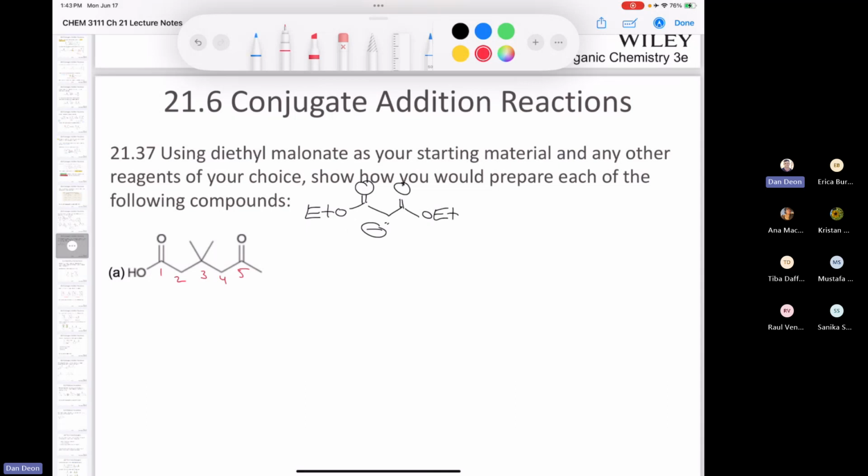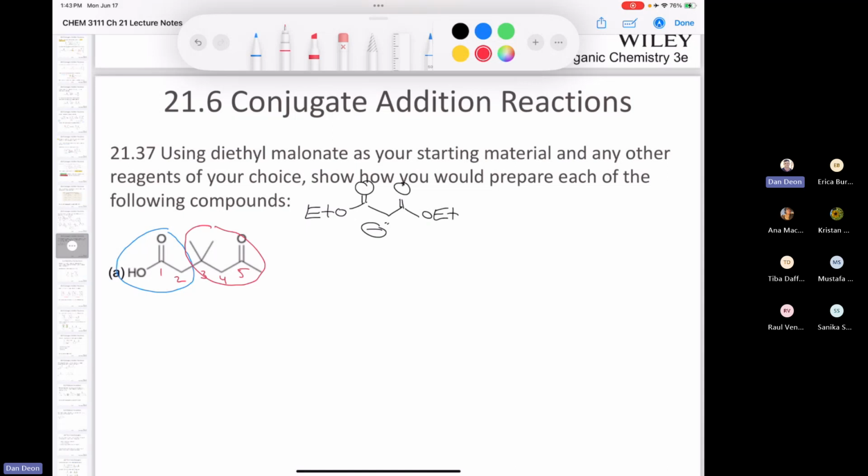So if this portion here, let me just circle it like this, if this portion comes from the diethyl malonate, then that would mean that this portion would come from our alkyl halide, okay? Now hold on. Notice that I said alkyl halide.